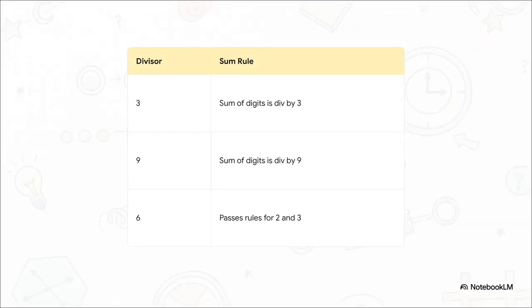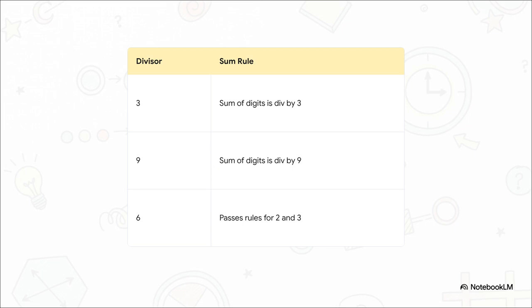Then we have the digit sum family. For the numbers 3 and 9, you actually don't look at the end digits. Instead, you literally tear the number apart into single digits and add them all up. So if you have the number 123, you just add 1 plus 2 plus 3, which equals 6. Because 6 is divisible by 3, boom, so is 123.